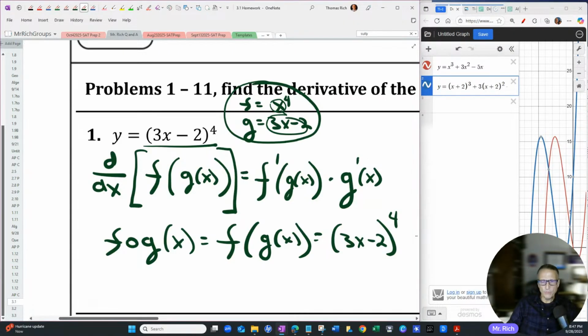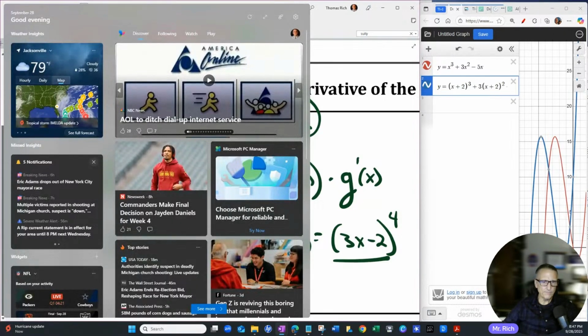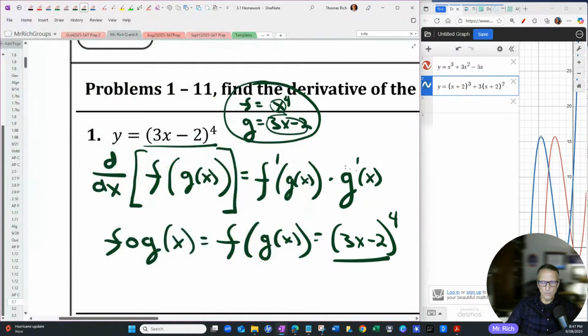So if we want to take the derivative of this function right here, according to this, what we want to do is take the derivative of the outer function. The outer function is this entire thing right here, and I'm going to use the power rule.